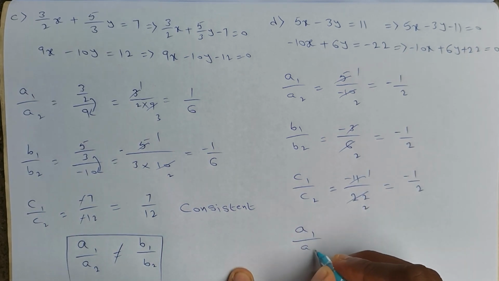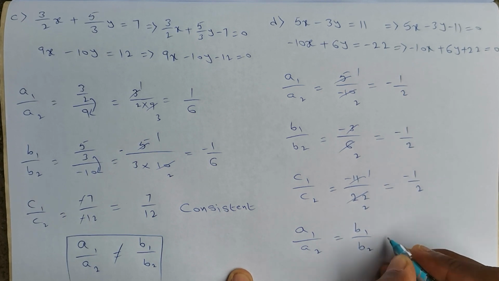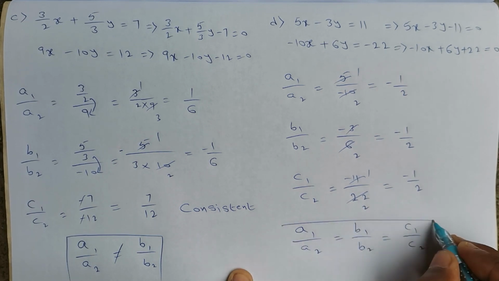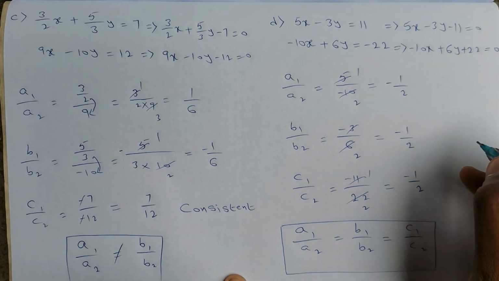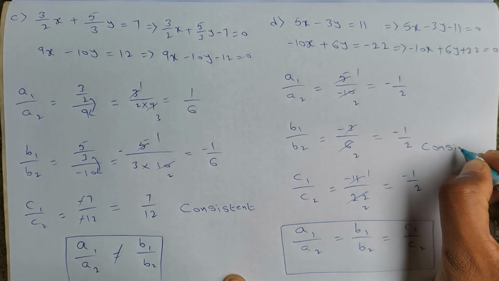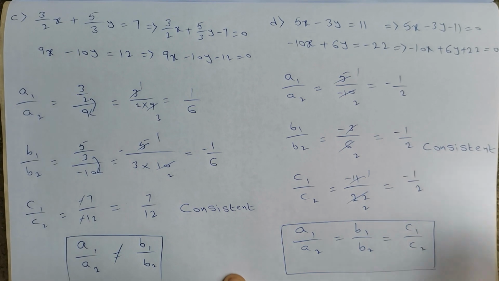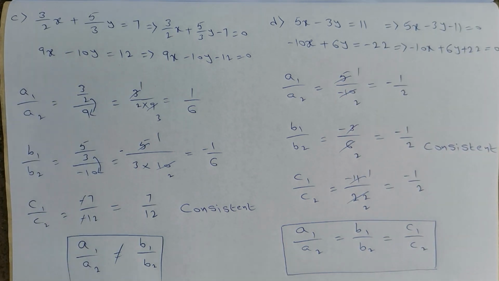So a1 by a2 is equal to b1 by b2 equal to c1 by c2. It means these two lines are coincident lines. If two lines are coincident, then those two equations will have infinite solutions. If infinite solutions are there, then it is consistent, because infinite solutions means compulsorily at least one solution is there. So if at least one solution is there, they are consistent. So definitely this is also consistent.